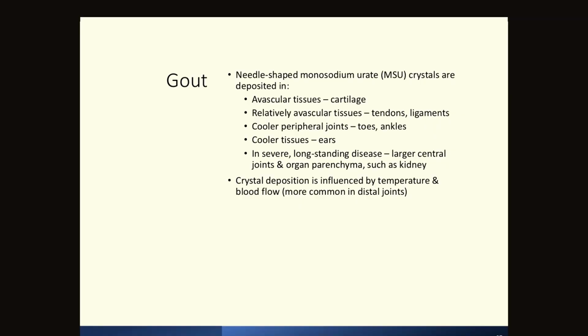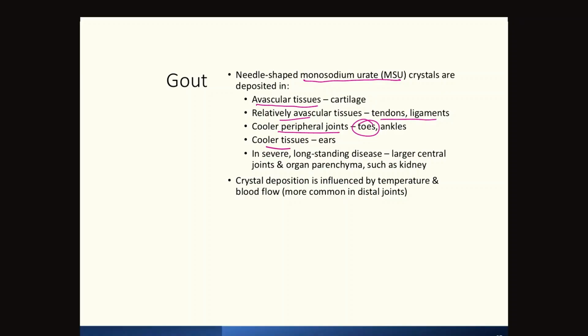Okay, so we talked about how the uric acid will crystallize out, and when it does that, it forms these monosodium urate crystals, MSU. And these things get deposited in different areas of the body. Avascular tissues, like cartilage, they'll pop in there. Relatively avascular tissues, like tendons and ligaments, they do have some blood supply, but relatively avascular. Cooler peripheral joints. So Hannah, here's your toes. Why? Because they're very cool down there.